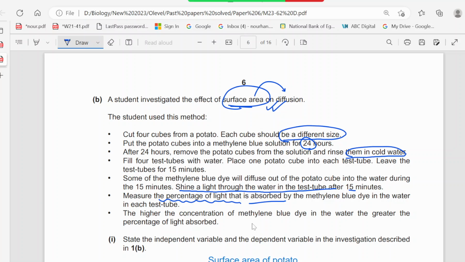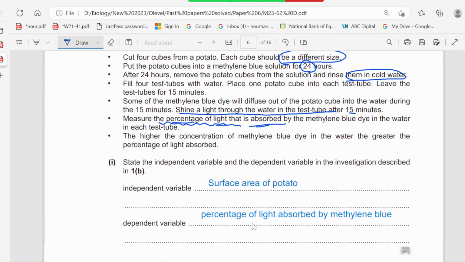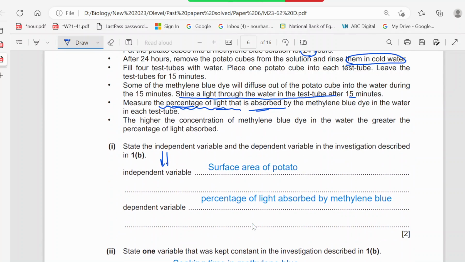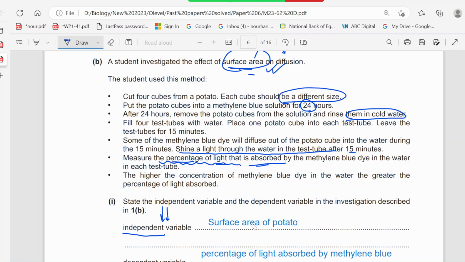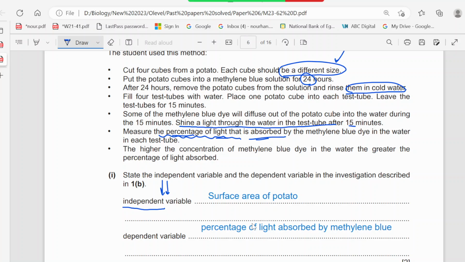And what am I measuring? What results are measured? Percentage of light absorbed. Therefore, what is the independent variable? Notice that here it did not say independent and changed, no, it only said independent. I must know that the independent variable is the factor changed. What did I change? I changed the surface area. I used different sizes. Then the dependent variable, what is the result you measured? I measured the percentage of light that is absorbed by the blue dye.